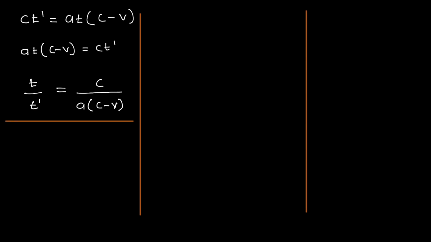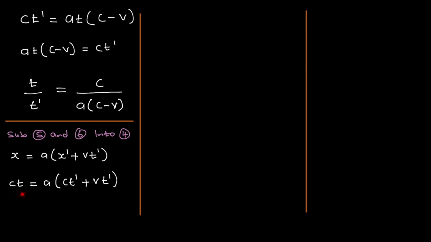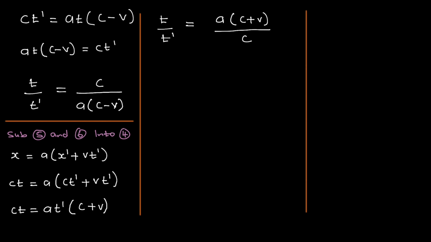At the same time, we now need to substitute equation 5 and 6 into equation 4. This is equation 4. We know x is ct, where c is the speed of light, times (c t prime plus v). Now t prime is a common factor, and now we want the ratio of t over t prime, just like we did here.